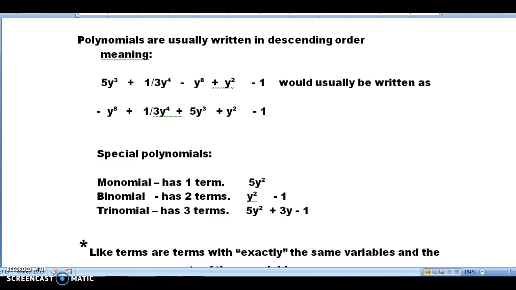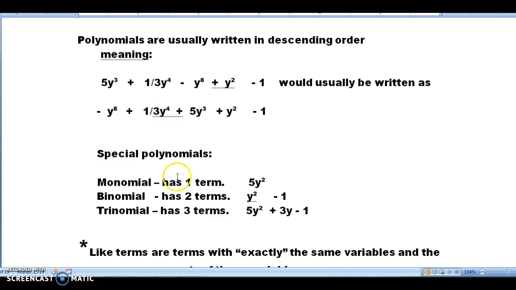It would typically be written as minus y to the 8th power plus 1/3 y to the 4th plus 5y to the 3rd power plus y squared minus 1. So those exponents go in descending order. The 1/3 that you have right here is meant to be the coefficient, and it's the coefficient of the y to the 4th. The y to the 4th is not on the bottom of that denominator.